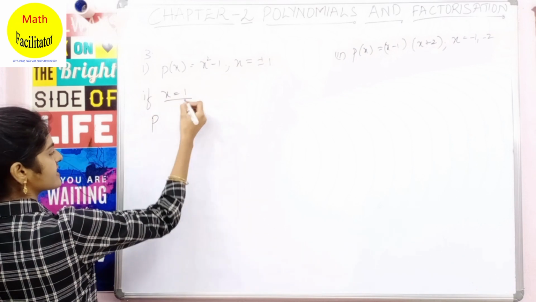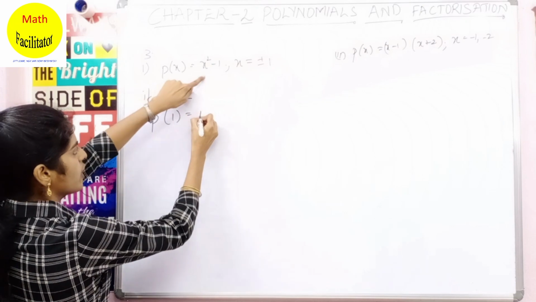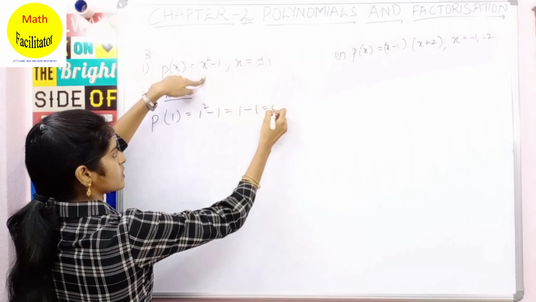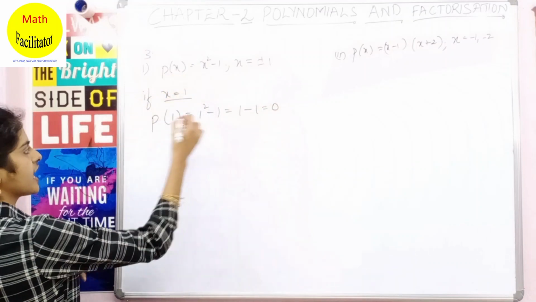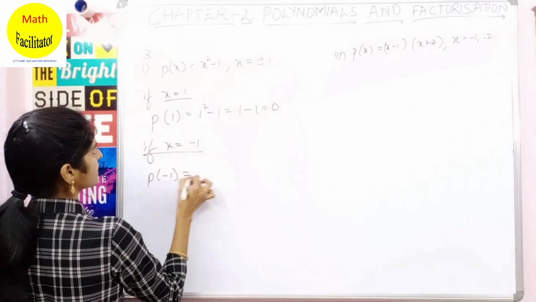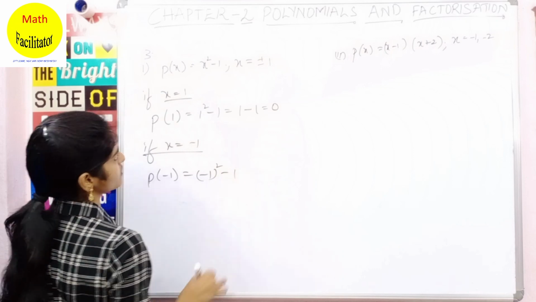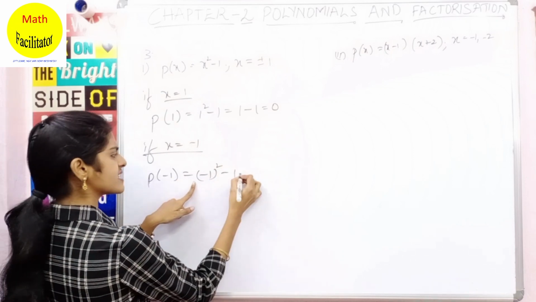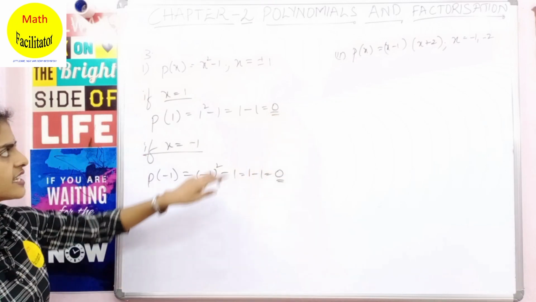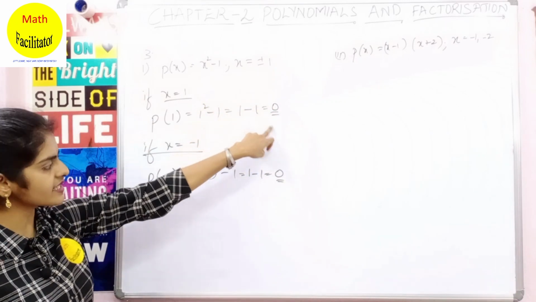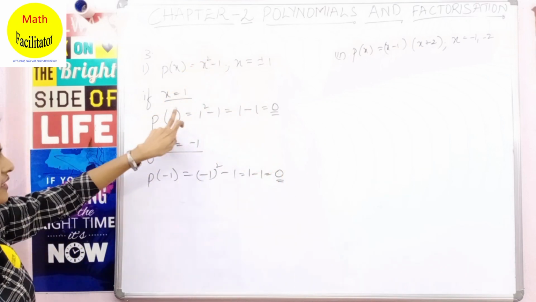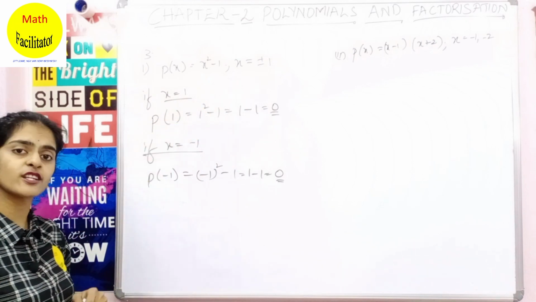So if x equal to 1, then p of 1 will be 1 square minus 1. Okay, so 1 square is 1 and minus 1, so the answer is 0. Yes, and now if x is minus 1, what will happen? P of minus 1 is minus 1 whole square minus 1. Okay, so minus 1 whole square is nothing but plus 1 minus 1, so the answer is 0. So in both the cases when x equal to plus 1 and minus 1, the answer you got is 0. Okay, so this polynomial value became 0. So both these x equal to minus 1 and plus 1 are zeros of the polynomial.